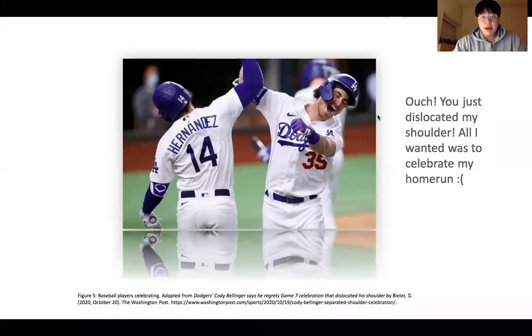This picture explains it. His name is Cody Bellinger. He hit a home run in the championship last year, and he had a high five with someone, and accidentally he blew out his shoulder backward. It ended up with him having to do some surgeries, and it was kind of severe. He kind of regrets what he did in Game 7. I mean, it's just a high five, but he lost his shoulder. So basically, shoulder dislocation can happen whenever in your daily life. So be careful.